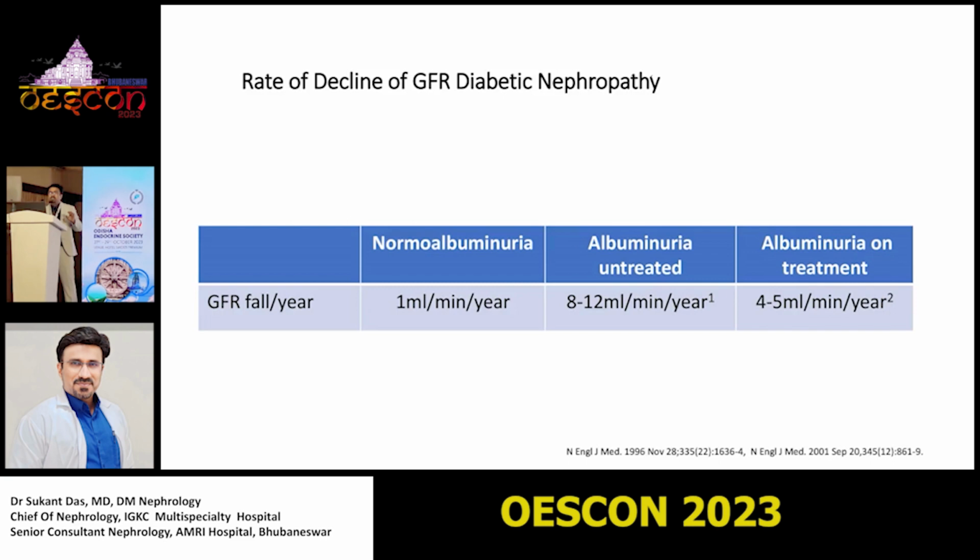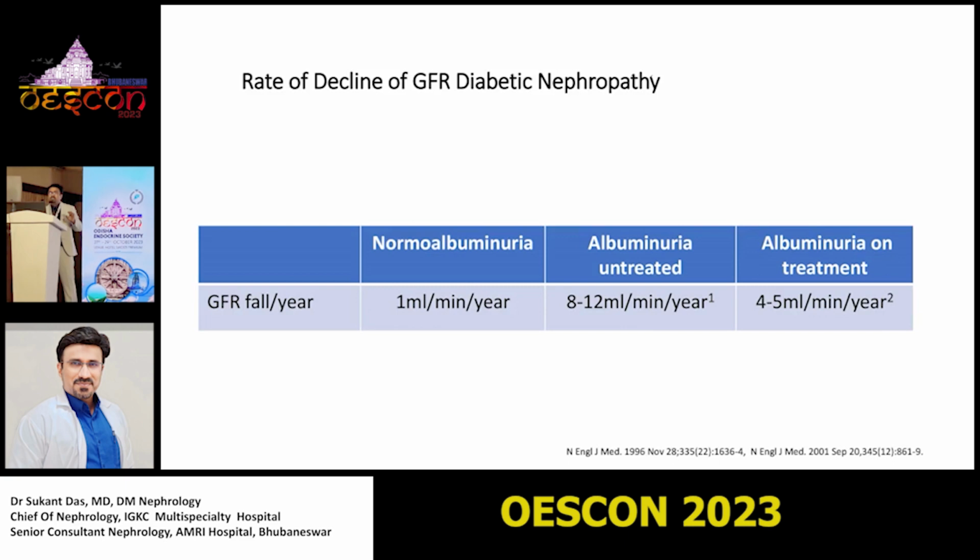We all know that in patients with diabetes who are normoalbuminuric, the rate of decline in GFR is 1 milliliter per minute per year. This is normally the same as the age-related decline in GFR. In patients who are albuminuric and on treatment, the rate of decline is 4 to 5 milliliters per minute per year. But those patients who have albuminuria and are not under treatment, it's usually more than 8 or so. KDIGO also states that in a certain subset of patients, when the GFR decline is more than 5, they would term it a case of rapid decline in GFR.